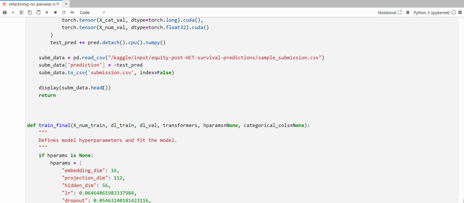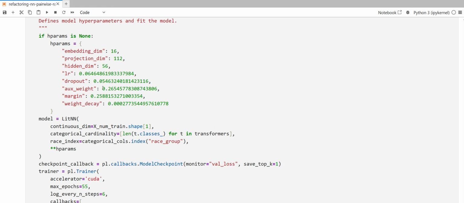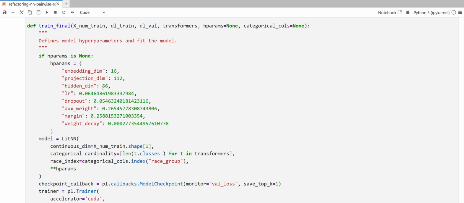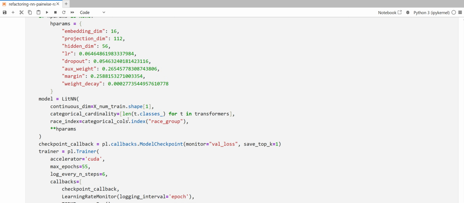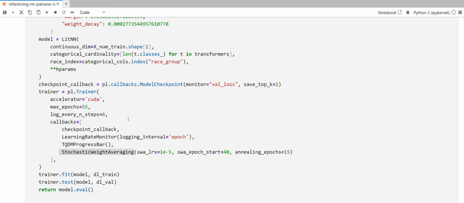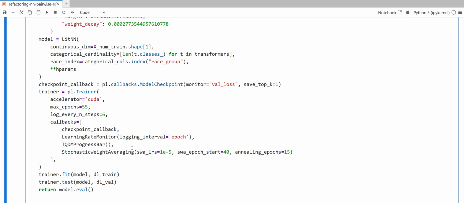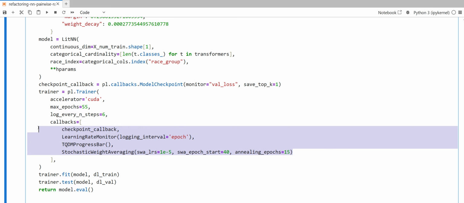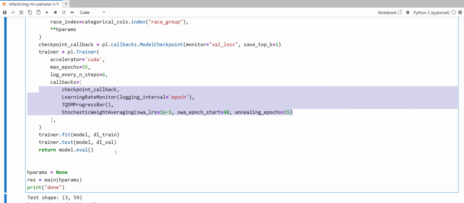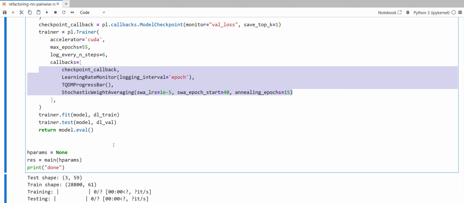Train final function. It creates an instance of our LitNN model. It uses PyTorch Lightning's trainer to handle all the training loop details. So convenient. We've got callbacks for things like saving the best model checkpoint, keeping an eye on the learning rate monitor, and even using stochastic weight averaging, which can often give us a little performance boost. It trains the model and then tests it out on the validation set.